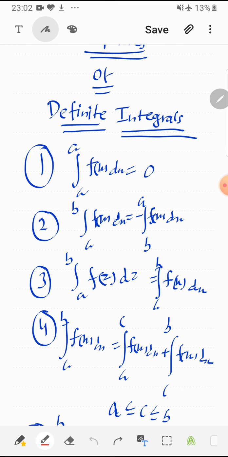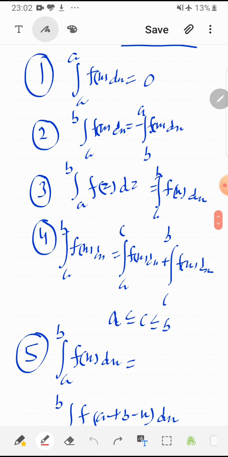Second is if a to b function f of x dx is there and we want to change the limits, then we have to put the sign negative. That means a to b f of x dx is equal to minus b to a f of x dx. Next is a to b f of z dz is equal to a to b f of x dx.